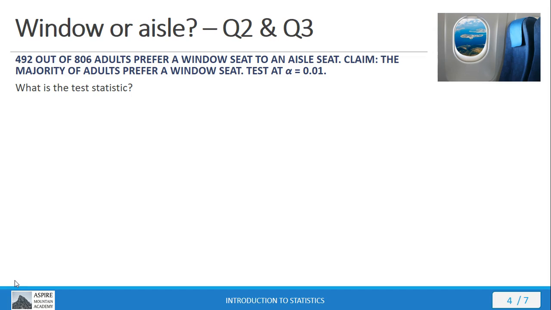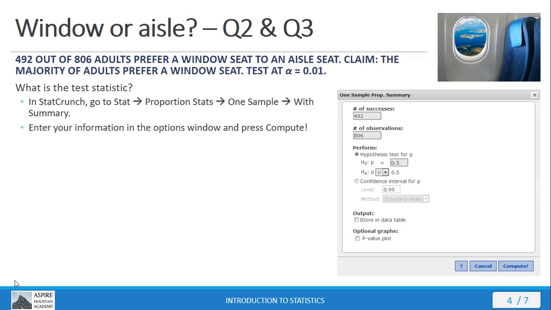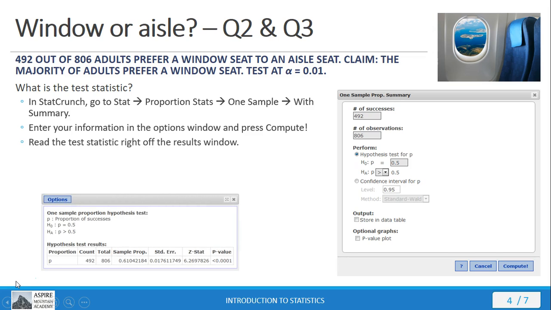Next, what's the test statistic? Well, for this, we're going to go into StatCrunch, go to Stat, Proportion Stats, One Sample, With Summary. We put our information in. We've got 492 people who said they prefer the window seat, 806 people total in the poll. We put these values in the fields to make sure that they match our null and alternative hypotheses. We press Compute, and out comes this wonderful results window. There in the table, the next to last value is our test statistic.